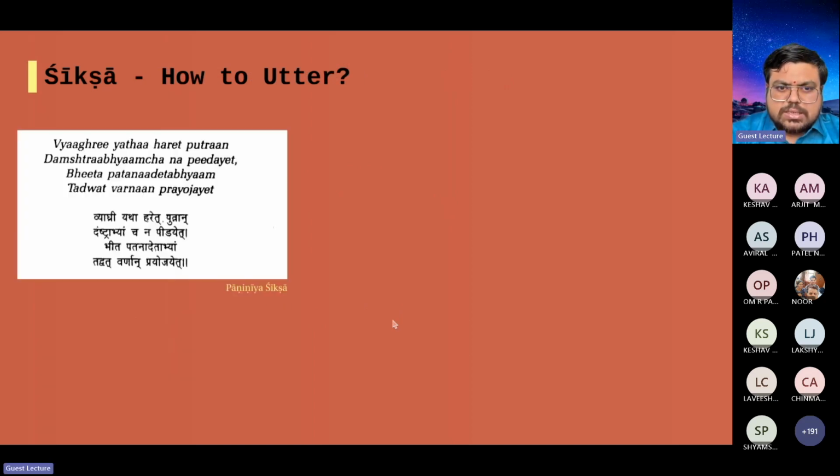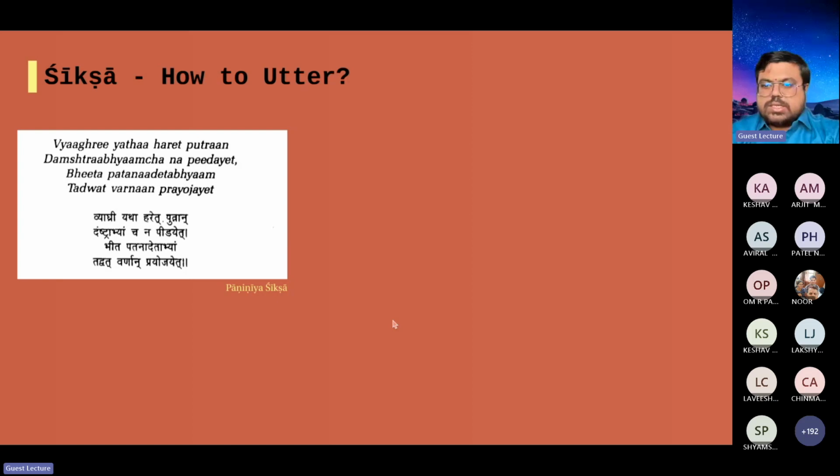Panini gives instructions to us as to how to utter. Vyagre yatha haret putran tamstrabhyam cha na pidaye, bhita patanadedabhyam tadvat varnan prayojayet.